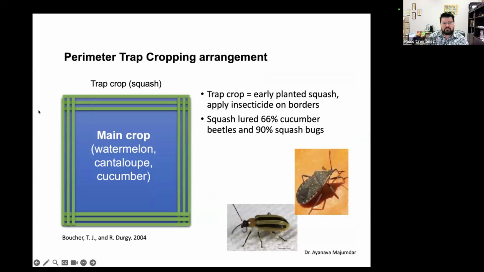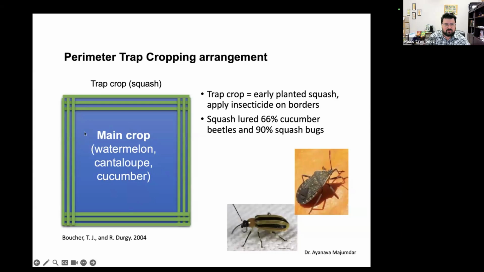This is an example of perimeter trap cropping arrangement, which is highly effective. It's very successful, not only for the squash bugs, but also for cucumber beetles, because they are really attracted to squash, for example, Hubbard squash. But in the case of Hubbard squash, be aware that you will need more space in management.